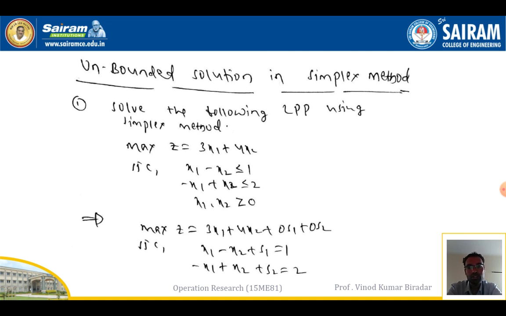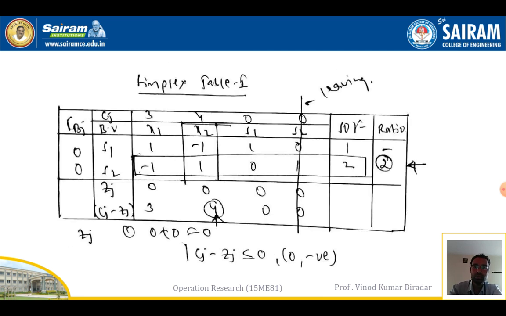For the modified objective equation, we add these two slack variables and consider their coefficients as 0. So the modified equation is maximize z equal to 3x1 plus 4x2 plus 0s1 plus 0s2. This is the first step. The second step is to construct a simplex table using this. This table is called simplex table 1.